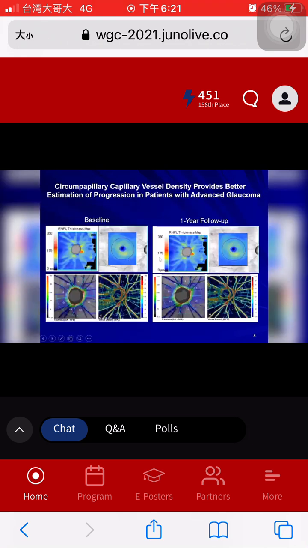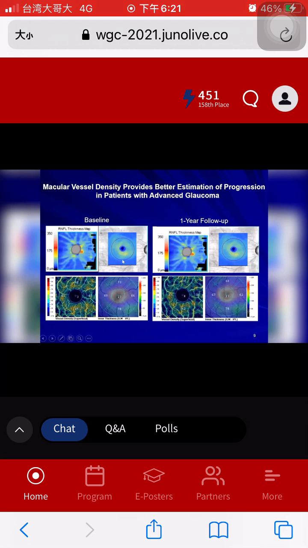This is a case of advanced glaucoma with prominent loss of RNFL and GCC at the baseline visit. Although we cannot see any change from the RNFL and GCC exam during follow-up, we can see a decrease of circumpapillary capillary vessel density over the superior temporal quadrant. The vessel density change provides a better estimation of progression in this case. Similarly, you can also see the decrease of superficial macular vessel density in this case. Macular vessel density may also provide better judgment of progression in advanced glaucoma patients.